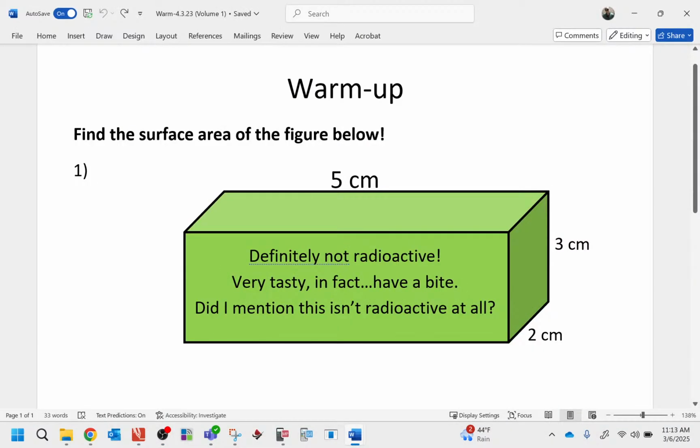Find the surface area of that figure right there. See what you can do. You're going to want to pause the video and get to work because we are ready to go.